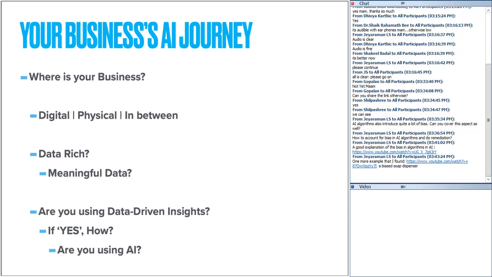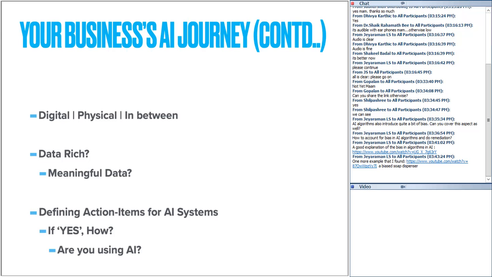And the third thing is, are you using data-driven insights? Even if people have data, even if they are in some state of being digital, are you using data-driven insight? Are you using only your Excel macros, or are you actually using AI? Is it working for you? Some of these questions you have to see, and based on that, you have to understand what you have to do. If you're already digital, you have meaningful data, and you are using AI-driven insights, obviously you have no problem. You just have to continue with that. But if that is not the case, then your next step depends on that.